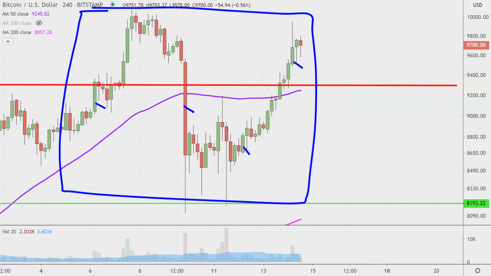I like to do this time frame, and it does a good job of telling the quote-unquote story of the price, and it makes mapping out levels of support and resistance a bit easier to see.